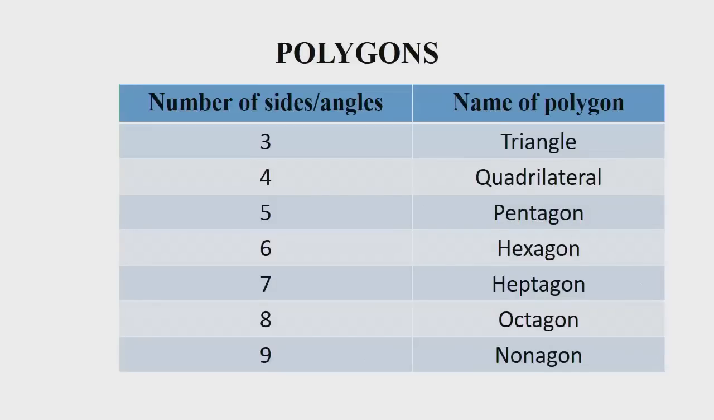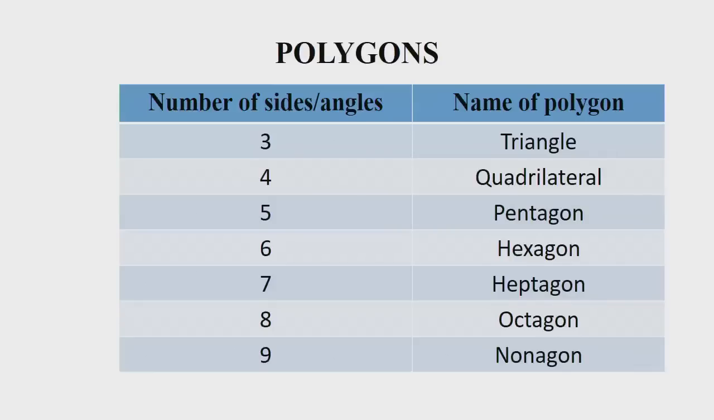Now we have those polygons. I gave you the number in that table. I gave you the number of sides and I gave you their name. When the polygon has 3 sides, it's called a triangle.